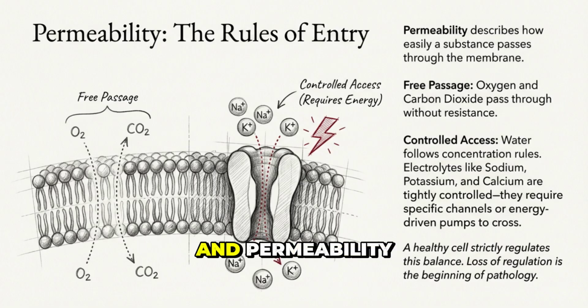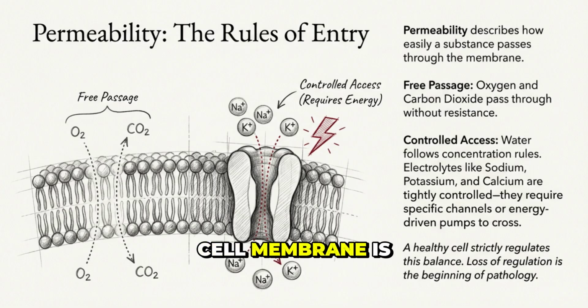The cell membrane and permeability. Every cell is surrounded by a thin barrier called the cell membrane. This membrane is what separates the inside of the cell from the outside world. Without it, the cell couldn't survive. The membrane isn't just a wall. It's an active gatekeeper that decides what is allowed in and what is kept out.